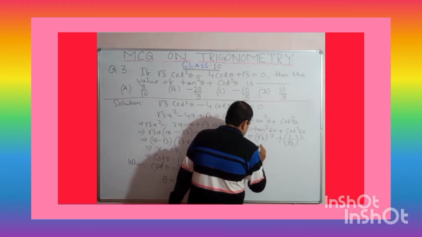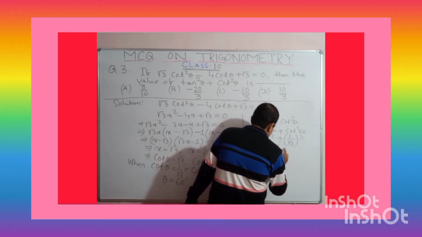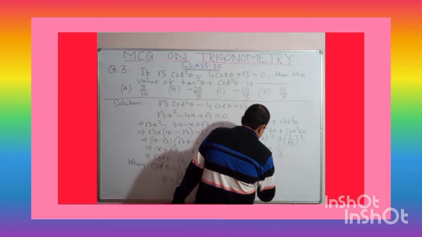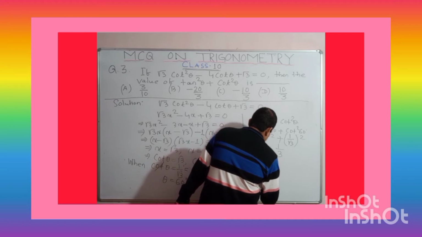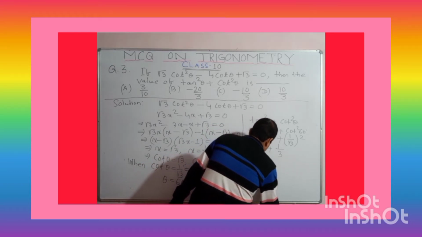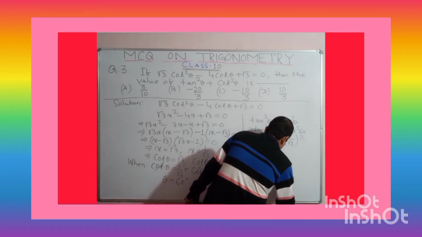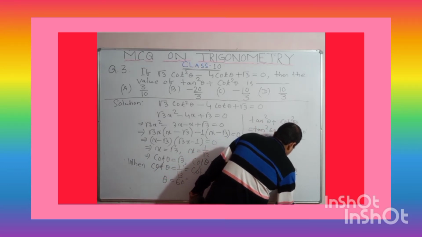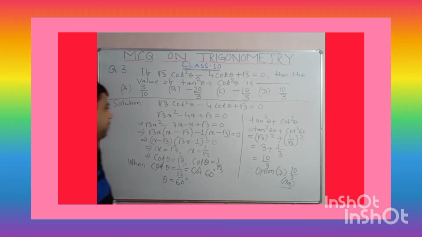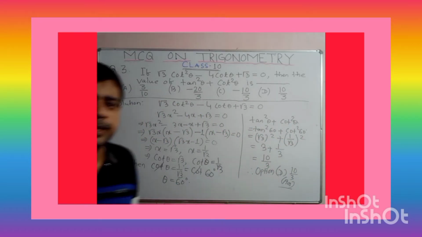Understand? Root 3 whole square is 3, plus (1 upon root 3) whole square is 1 upon 3. So it will be what? 3 threes are 9, plus 1, that is 10 by 3, and the same option. Hence the option is D, which is 10 upon 3. Understand? Is it clear to all of you?